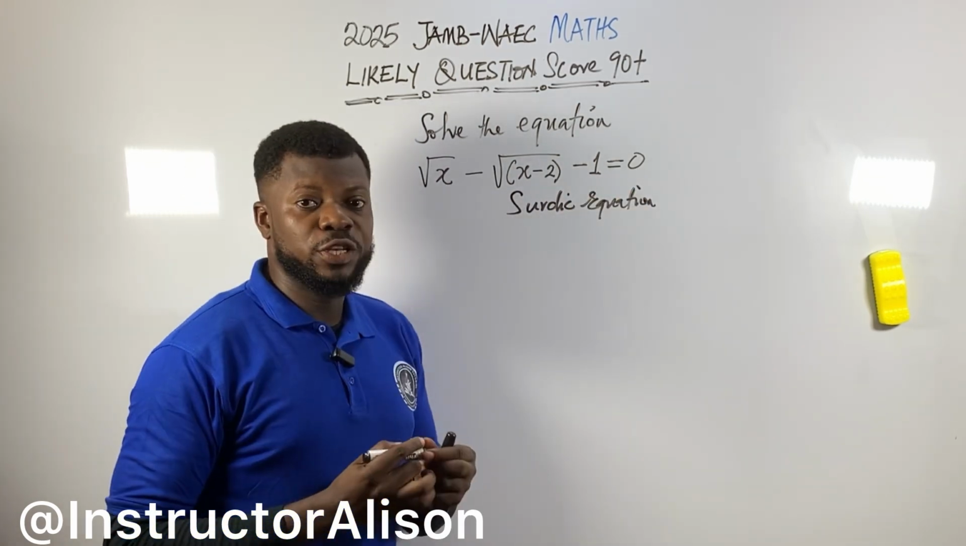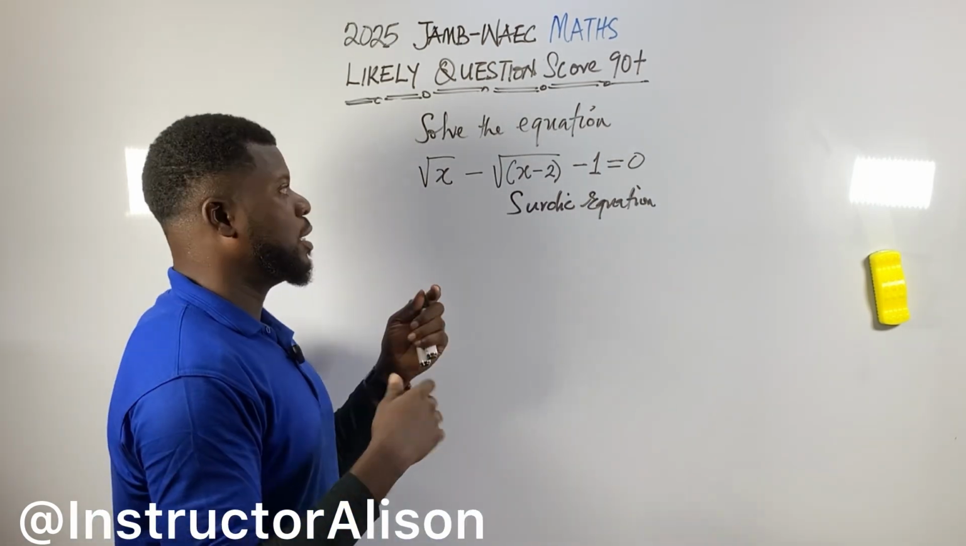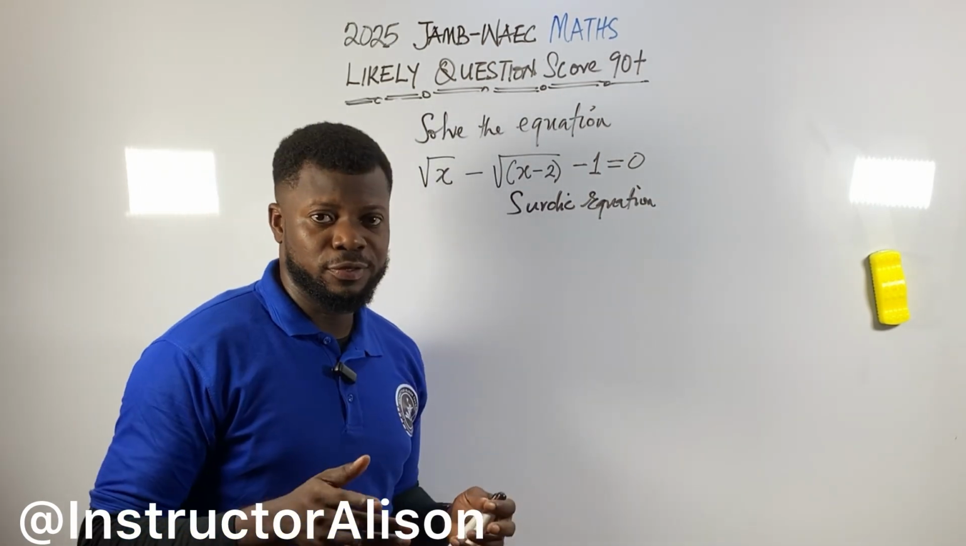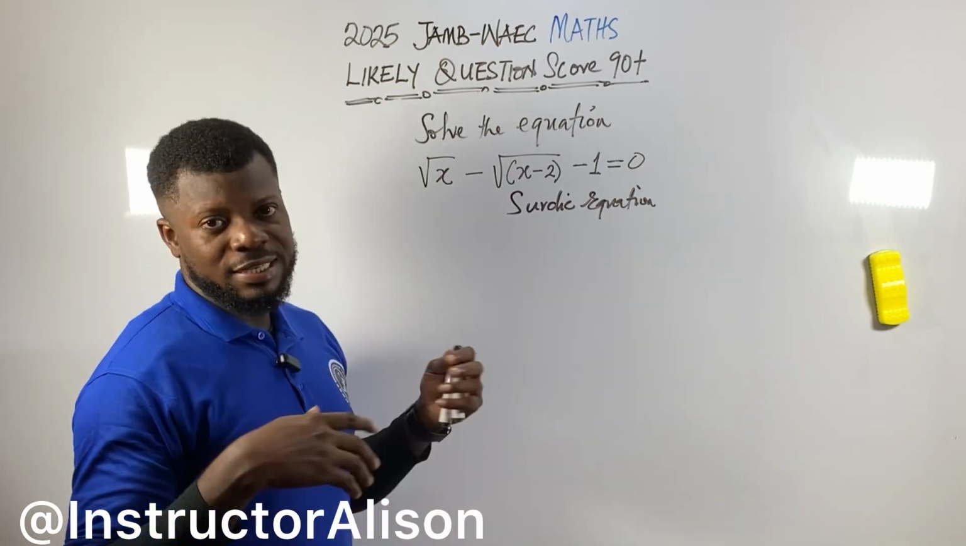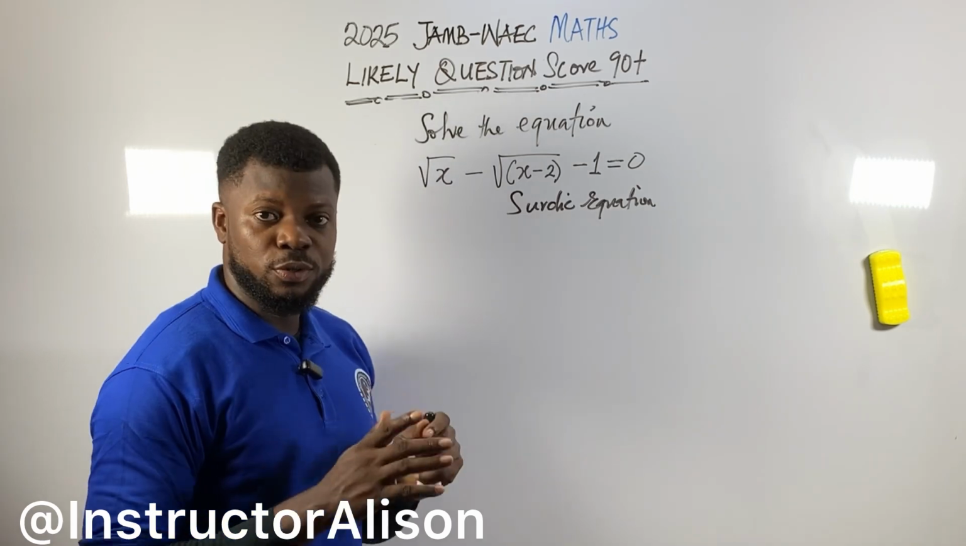Now the aspects of surds that involve equations, other ones will be rationalization of surds, addition of surds, subtraction of surds, multiplication of surds, division of surds, then the basic surds and so on. But this one comes under what they call a surd equation.